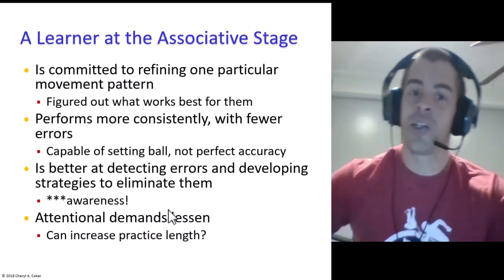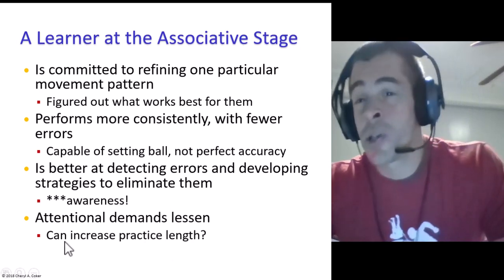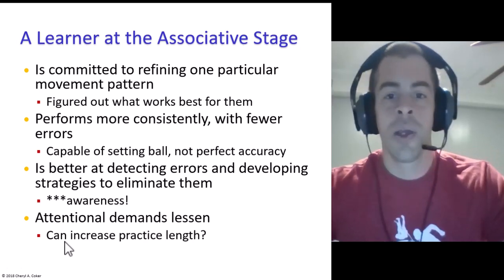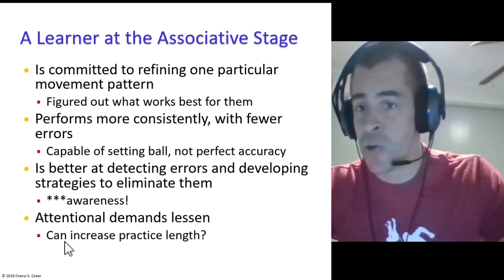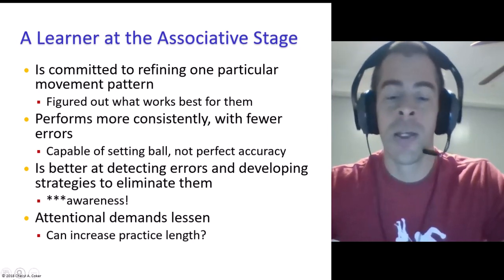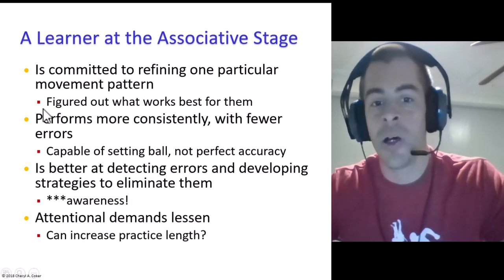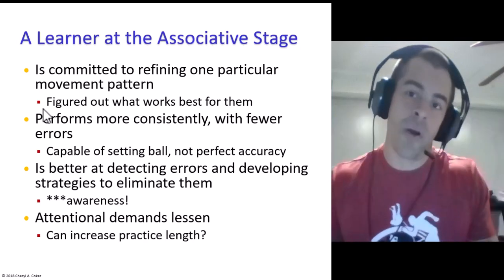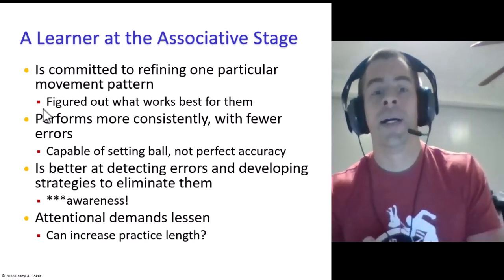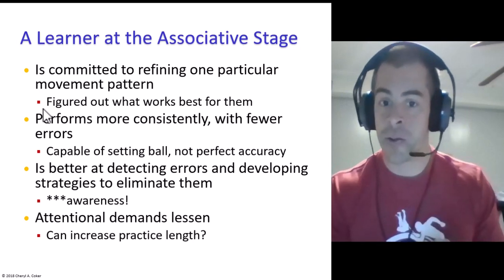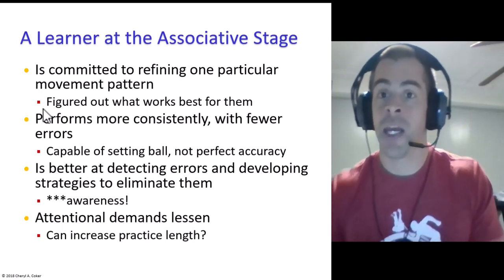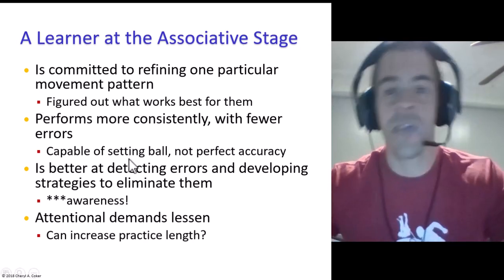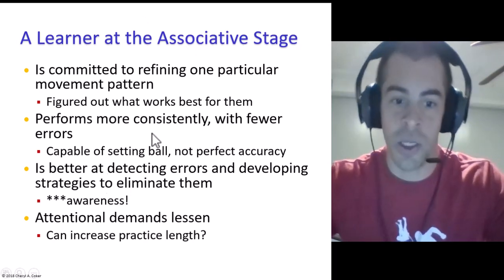Now, moving on to the associative stage. What does the learner start to do? Well, they start to figure out what works best for them. There starts to be this level of consistency in a given movement pattern with fewer errors. So imagine we use volleyball here, capable of setting a ball, but not with perfect accuracy. So every time they can set it, but maybe they're not perfectly accurate. Now that they're aware of the errors, they're better at detecting them and having strategies to correct them. So awareness is super important at the end of that cognitive stage as we enter the associative stage.